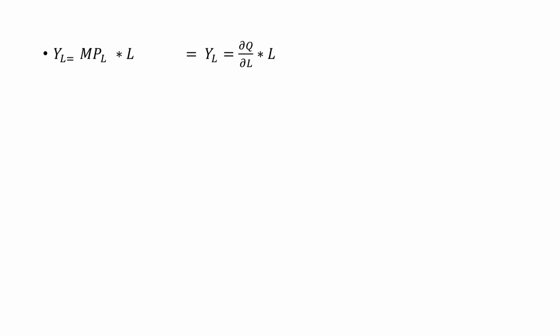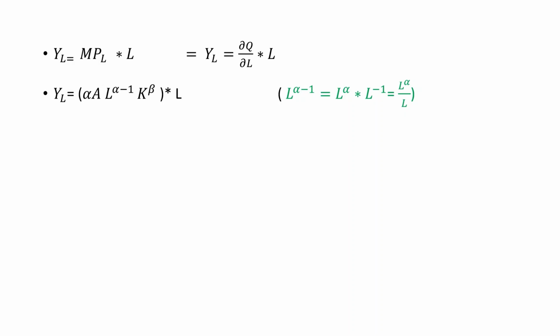The total payment to each factor is equal to the rate of reward per unit of factor, that is, it is equal to the marginal product of a factor multiplied by the amount of factor employed. If we try to find out the total payment to labor, that is, YL is equal to marginal product of labor into the amount of labor employed, that is, YL is equal to MPL into L, which gives us YL is equal to dou Q by dou L into L, because dou Q by dou L is nothing but the marginal product of labor.